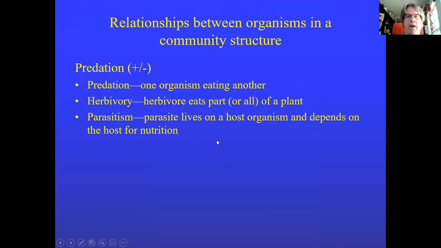All right, now, what about a relationship between an organism and another? One way is predation. Well, predation is one organism eating another. Herbivory, of course, is a form of predation in a sense, right? It's an animal that eats a plant. The plant's being predated on, and the animal eating the plant is a herbivore. There's parasitism, right? A parasite lives on a host organism, depends on that host for nutrition, and actually stays with that organism all the time, right? That's a form of predation, even though it doesn't kill the host, right?